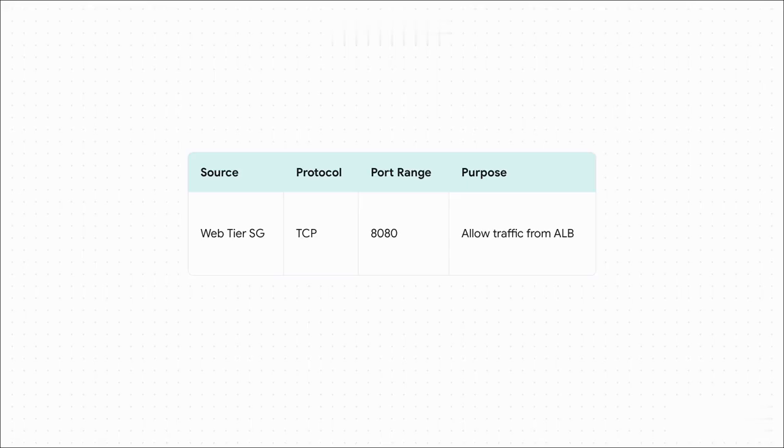The rule is so specific. It only allows traffic on port 8080. And look at the source. It's not the entire internet. The source is the security group of our web tier. That means only the load balancer is allowed to talk to the app servers. Nobody else. This is a perfect, minimal, least privilege rule.